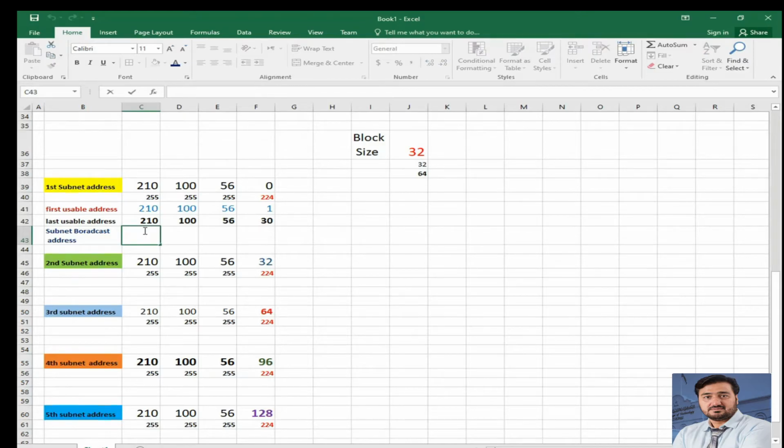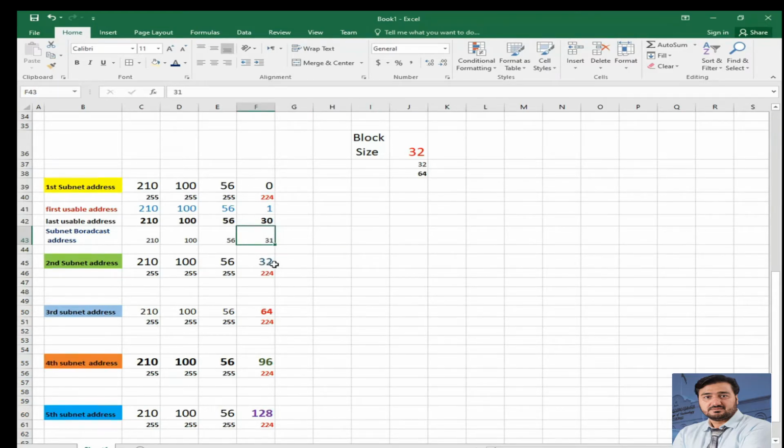So what will be the subnet broadcast address? See here, 210. Sorry, let me write. So 210.100.56.31. If someone asks you for the first subnet address, the first usable address of this subnet, and the subnet broadcast address, the broadcast minus 1 is the last usable address. So we can say the last address in each subnet range is the subnet broadcast address.